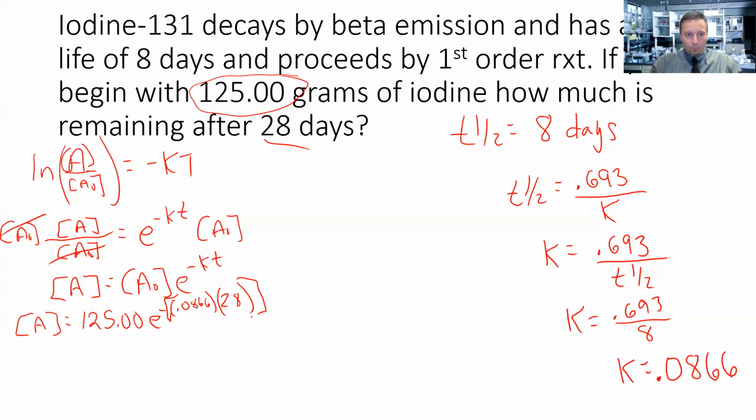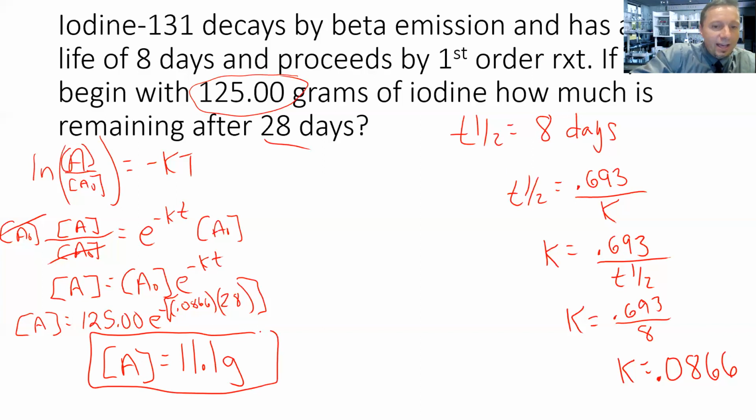Let me plug this in. So I go my 125.00, and I'm multiplying that by e raised to the negative, parentheses, 0.0866 times 28, close parentheses, equals. And I come out to a pretty long number, 11.06197705, but I only have to have 3 significant figures. So my concentration final is going to equal 11.1 grams. So that is my final answer after 28 days. So I'm going to go from 125 grams down to 11.1 grams.